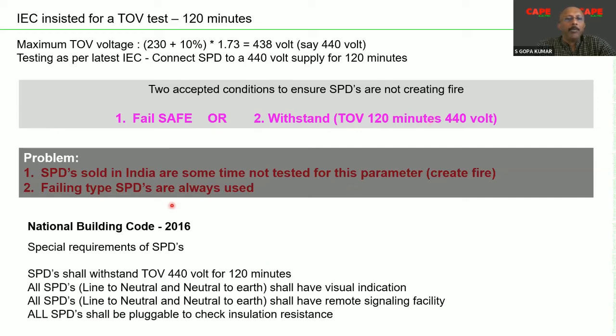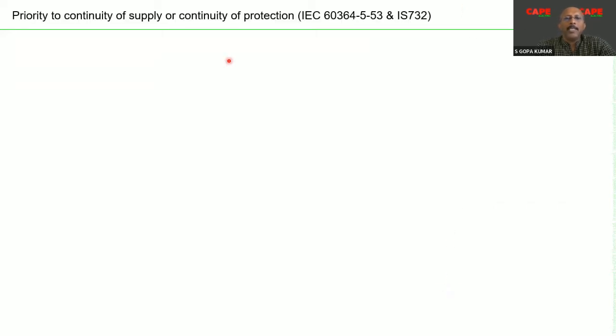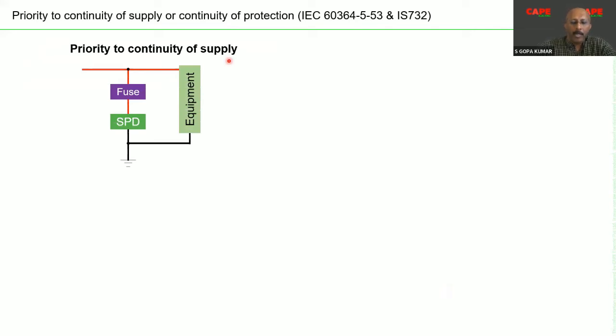The National Building Code 2016 also says that SPDs shall withstand a TOV for 120 minutes. All SPDs, line to neutral and neutral to earth, shall have visual indication, shall have remote signaling facility, and so on. Basically, these safety features are already included in the standard. Now, the next interesting subject: priority to continuity of supply or priority to continuity of protection.